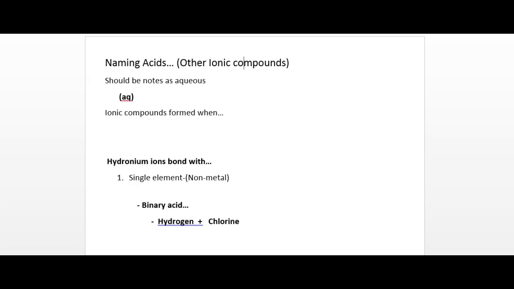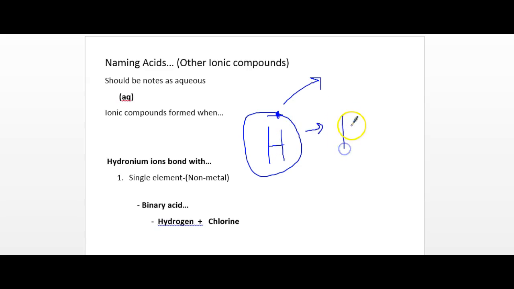And really this is all about hydronium ions, and a hydronium ion is just the hydrogen element or atom, and it has one proton, and it has this one electron. Well, if it loses this electron, it's gone. It then only has a proton, and it becomes H+. They call it hydronium. And it has the ability to attract a lot of substances.